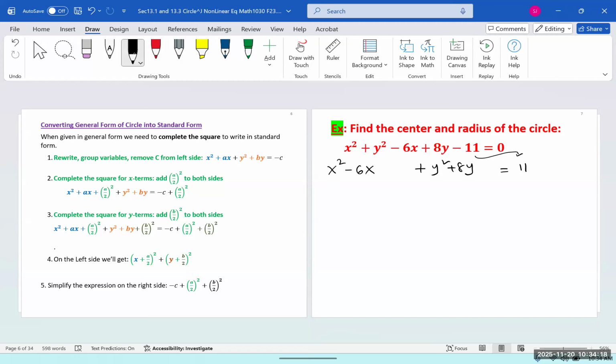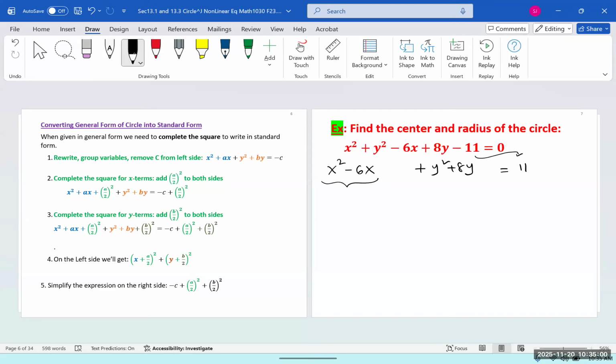Not radius yet. That 11 is nothing yet, but it will turn into radius squared when you complete the square. So for now, it's not the radius, definitely. It will be the radius once you complete the square.